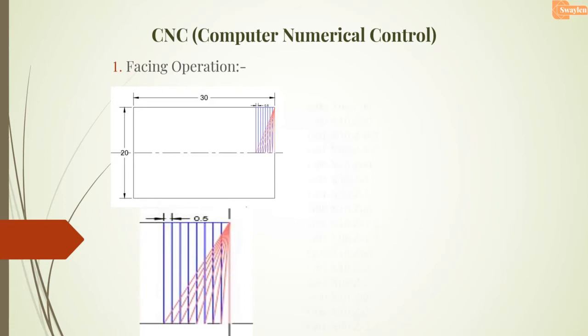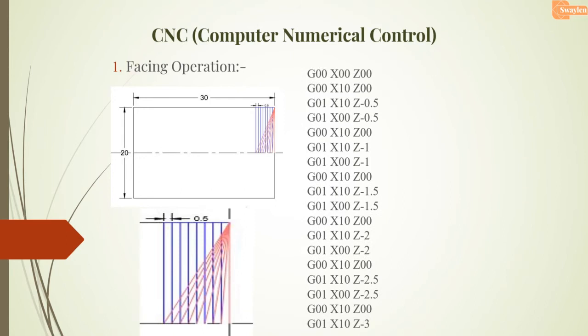Now next is the program. The first code is G00, meaning rapid travel or positioning. So G00, X0 and Z0 is here. Now G00, X10. X10 means X positive. So now my tool moves to the upper side here. G00, X10, Z0 is here.